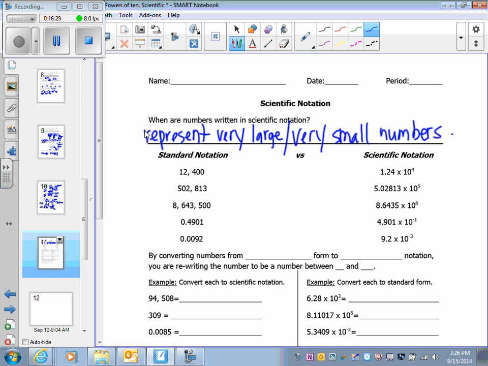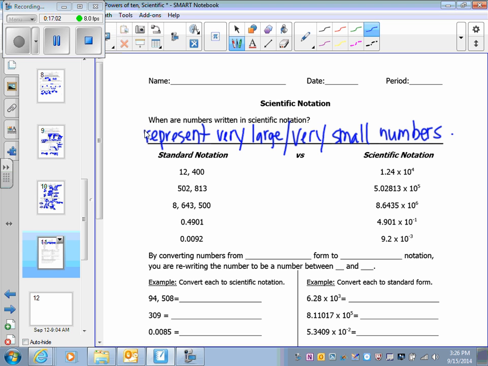So if you think about this in a real world context, some very large numbers are the distance from here to the moon. Okay, we wouldn't want to write out that value with all of the zeros, so we would use scientific notation. We would also use scientific notation for very small numbers, like the size of a cell. Okay, cells are known to be very, very small, so we would use scientific notation to represent those very small numbers.